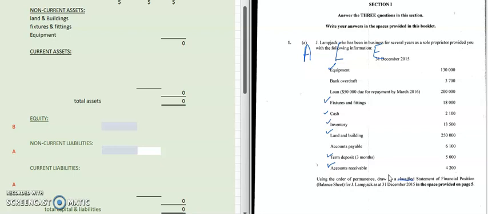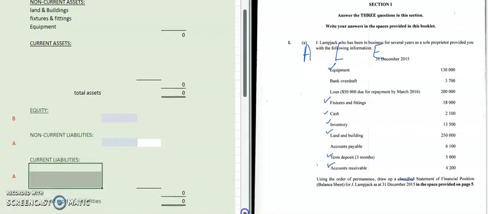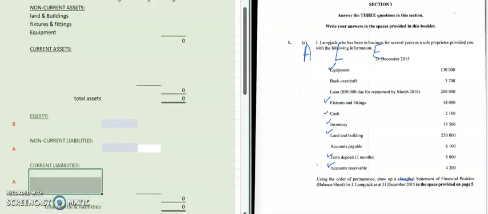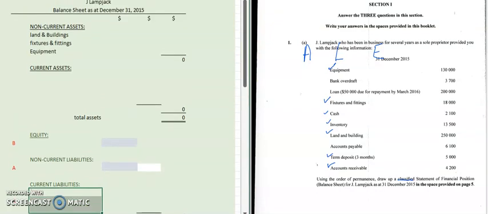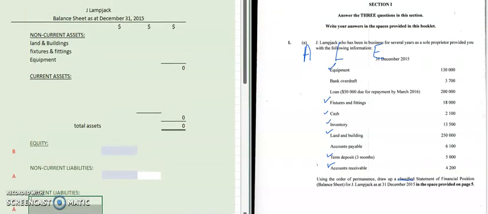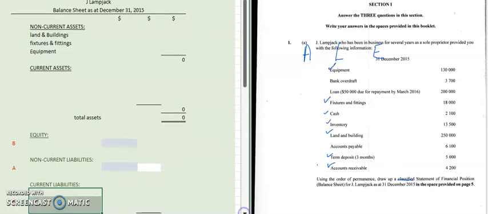All right, so what I've done on the answer sheet, right? So let's go over to the answer sheet. I've put in the title that we need, right? Lam Jack. Balance sheet as at December the 31st, 2015. And I've already stated the categories that we're going to need, which is the non-current assets, the current assets that will make for our assets. And then we want the equity, the non-current liabilities, and the current liabilities to maintain that order of permanence.